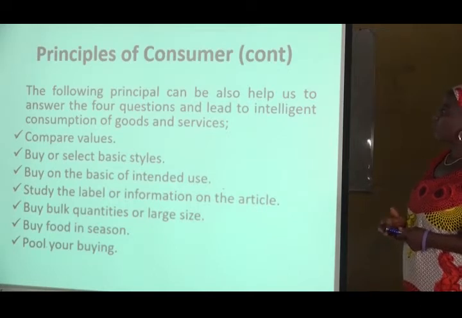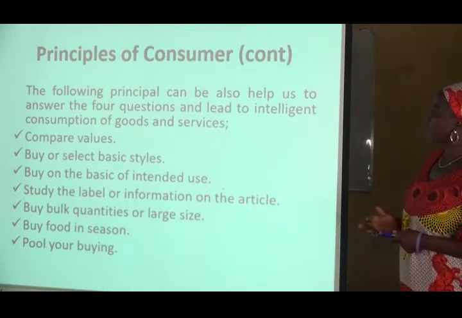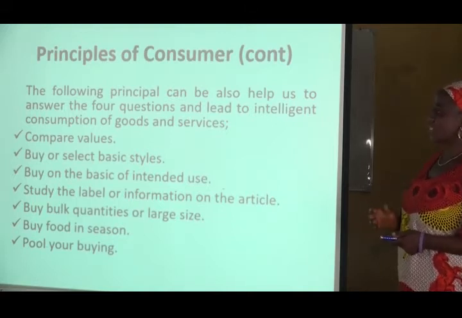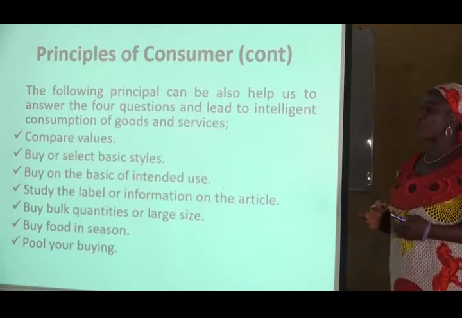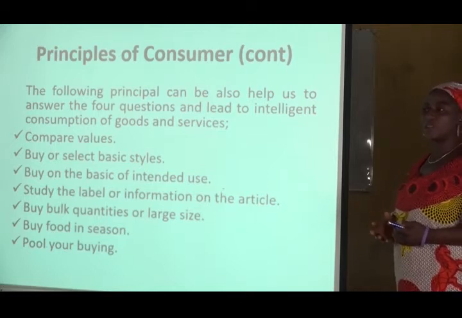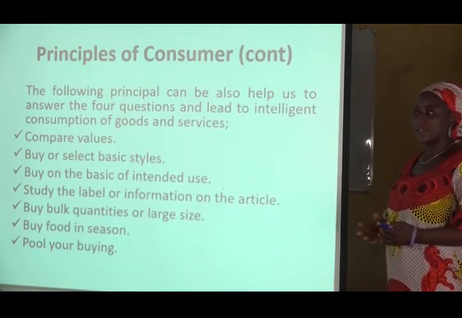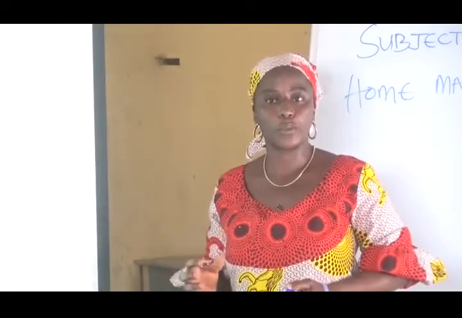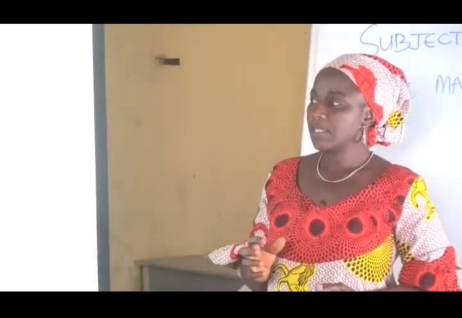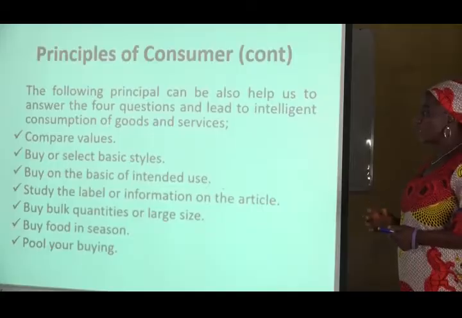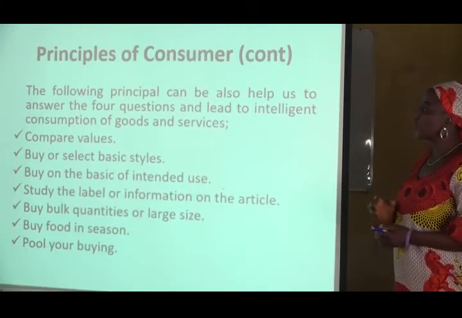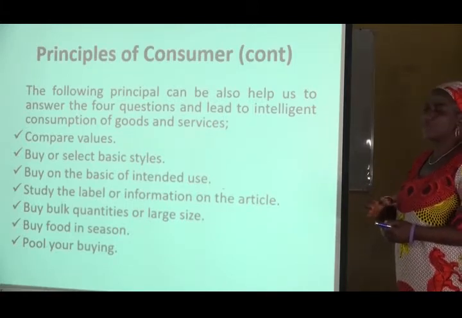The following principles can also help us to answer the four questions and lead us to intelligent consumption of goods and services. One, you compare values. Compare values means you compare prices from different shops or different markets you're buying your product from. This helps you to be wise in your selection or in your buying of all the products you need.